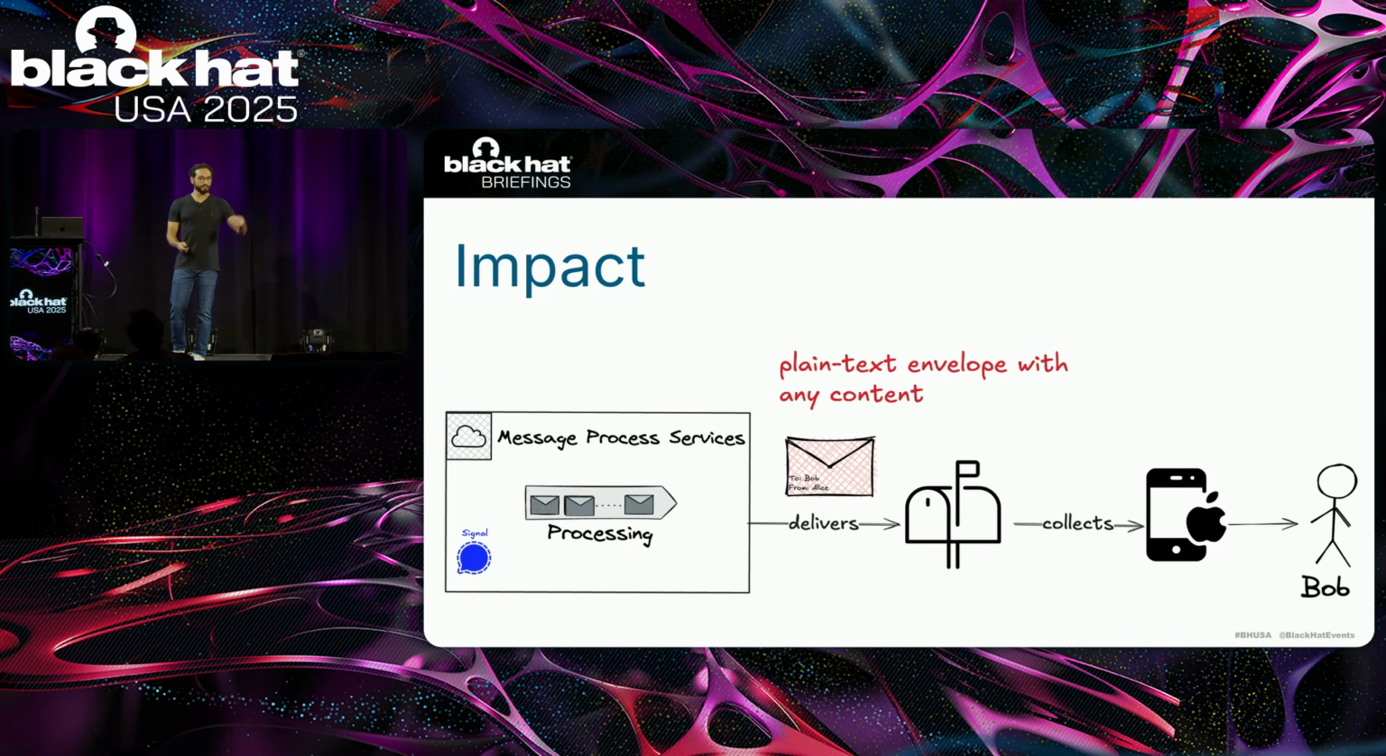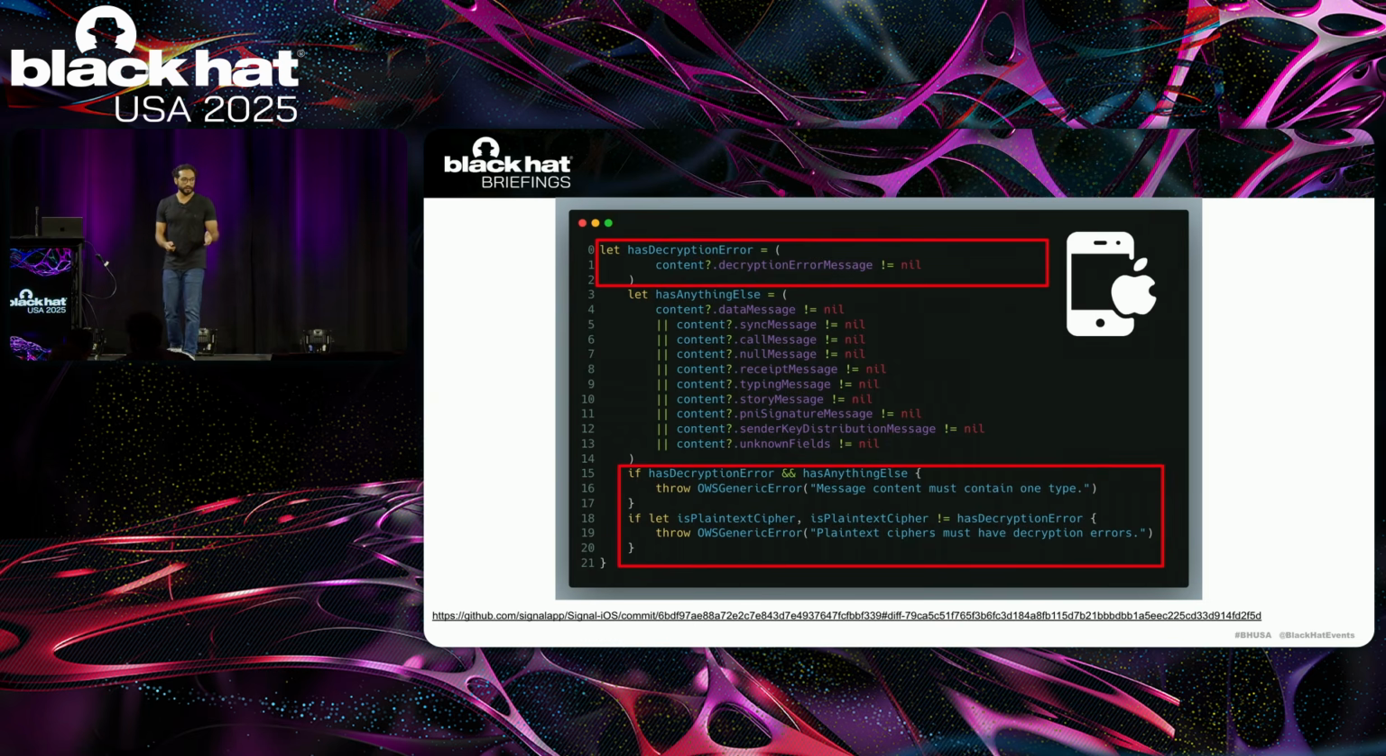To visualize this, here's the server, which sends a plain text message with different content other than the expected content, and that will be processed on Bob's device, and you would not get any notification from that. Okay, that was iOS. The fix for this is basically to check if the message has a decryption error. It checks two things. It should not have any other message, similar to what the spec expects, and it has to be a plain text envelope as well.